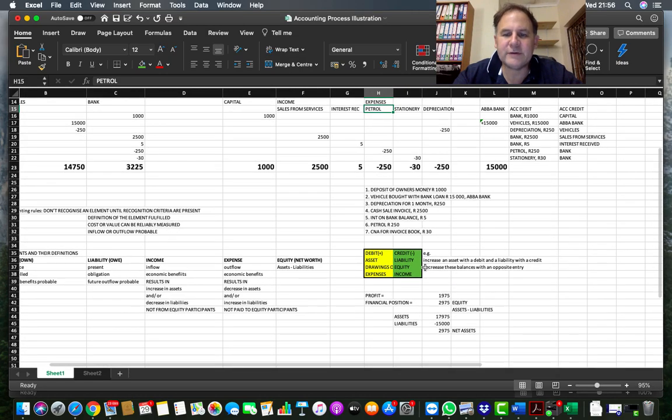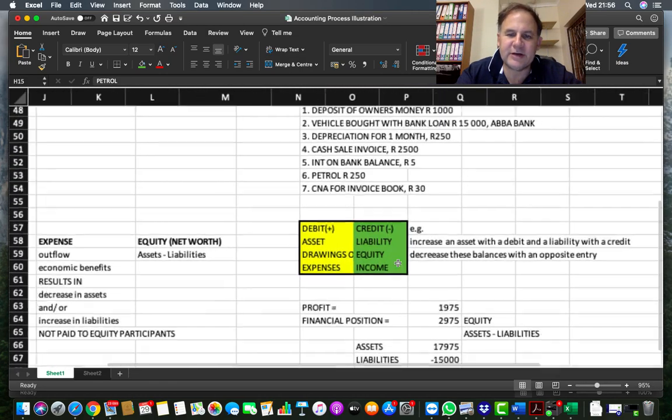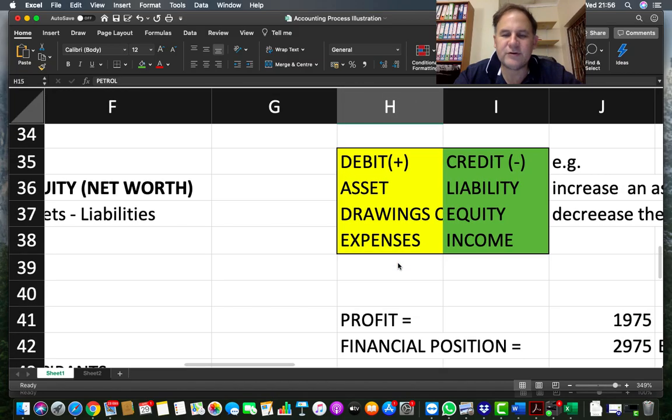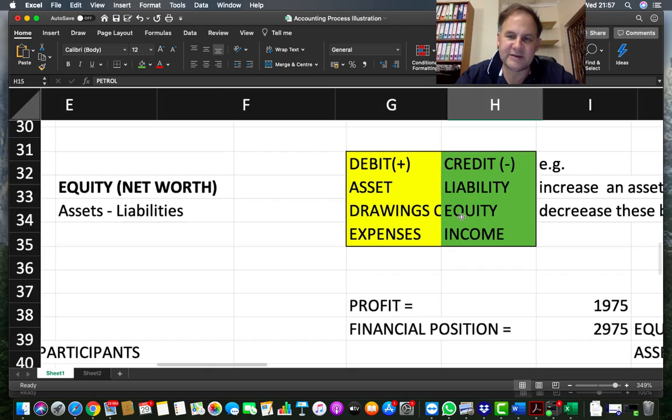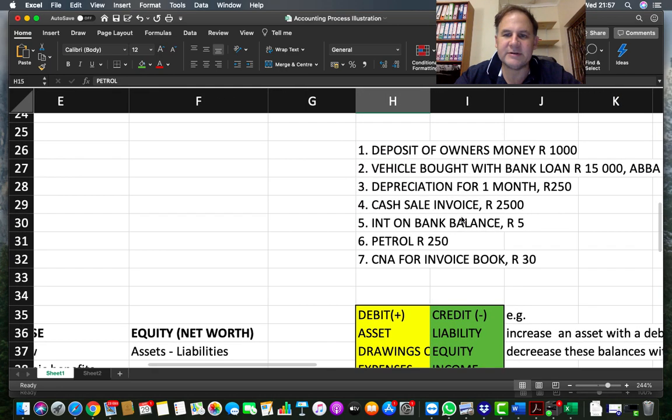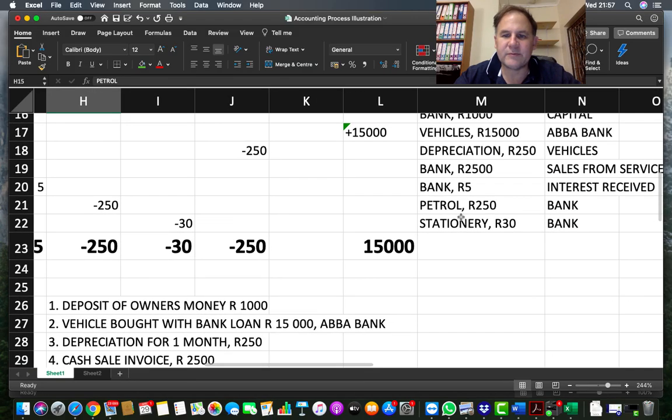Now if you go and have a look at our worksheet here, you can cheat and you can say that expenses have got debit balances. But actually, that's not the way to think about it. You should think about the effect on equity. Now equity normally has a credit balance, so how do you decrease a credit balance? With a debit. And that's why we debit the petrol expense.